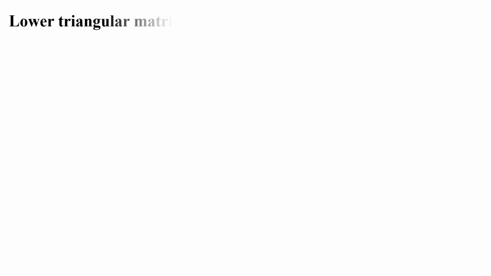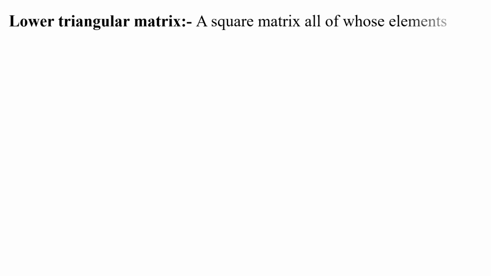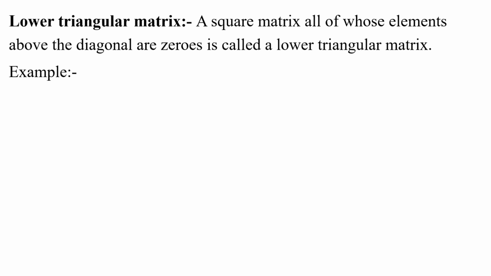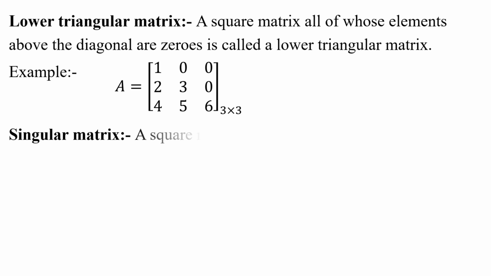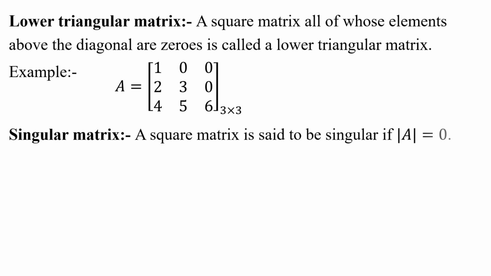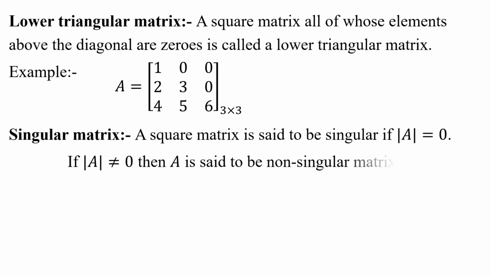Similarly, we have the lower triangular matrix. A square matrix, all of whose elements above the diagonal are zeros, is called a lower triangular matrix. Singular matrix. A square matrix is said to be singular if the determinant of the matrix is equal to 0. And if the determinant is not equal to 0, then it is said to be a non-singular matrix.